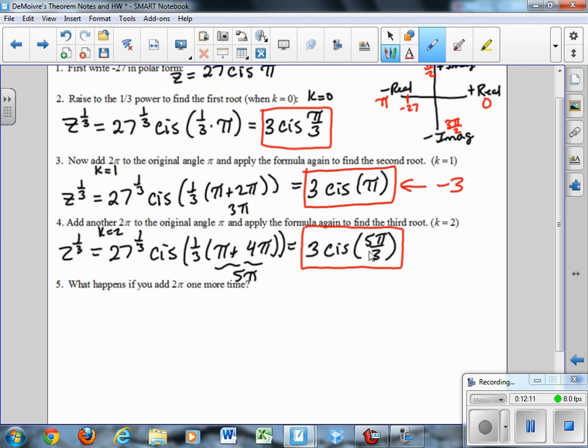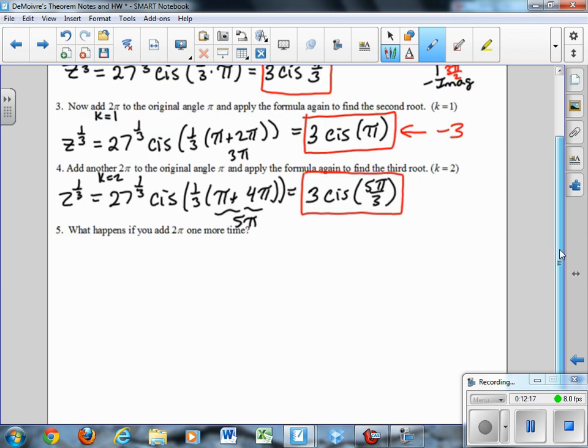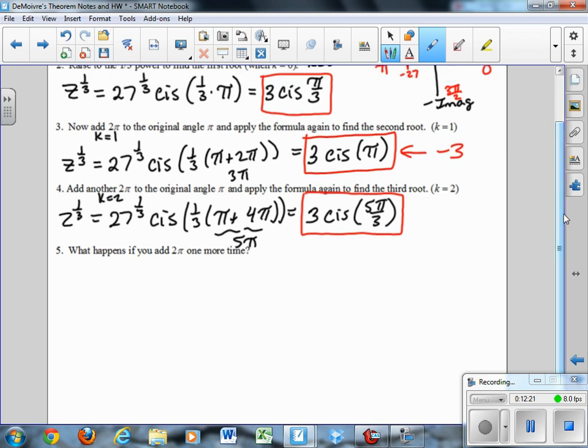Now I've got one more step here. What happens if I add 2 pi one more time? Because I've told you that there's only 3 roots. Here's root number 1, number 2, and number 3. So what happens if I do this process another time? What do I get? I think I'll go back to what I started with. You guys are so smart.